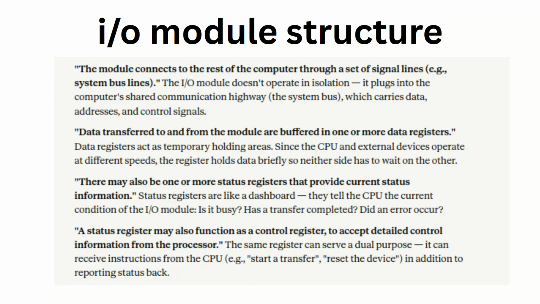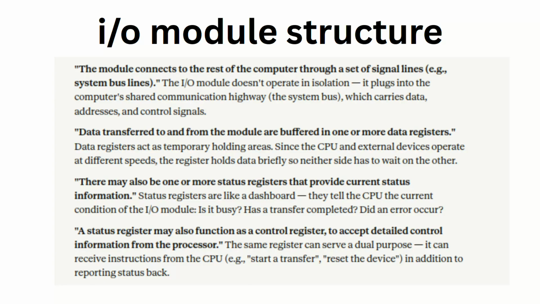Fine. So here we have understood that this IO module is basically connected to our computer system. It is plugged into the common shared communication highway, that is the system bus, which can carry data, address and control. Through this, the module is connected to the rest of the computer. Now there are the data register, status register and control register. Data registers are those where the data transferred to and from the module is buffered, because data registers are temporary storage devices in our IO module.